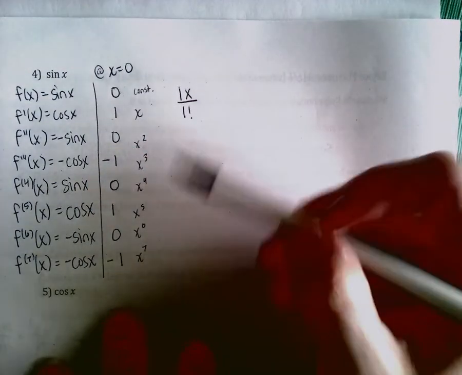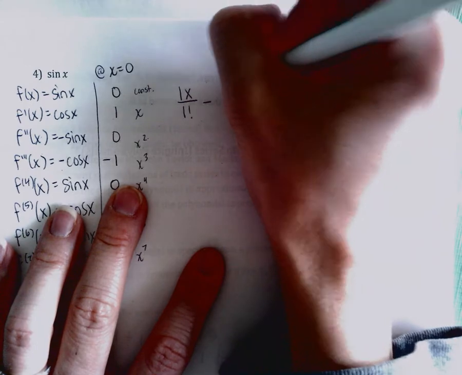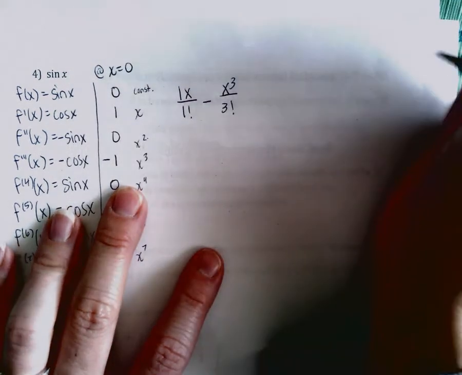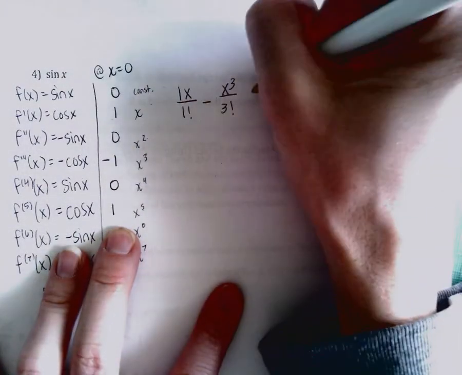So I have no x squared term. Then I have negative 1, so I'm just going to put minus my x cubed. Don't forget over 3 factorial. Nothing for x to the 4th, that'll be times 0. Then I have plus my x to the 5th.